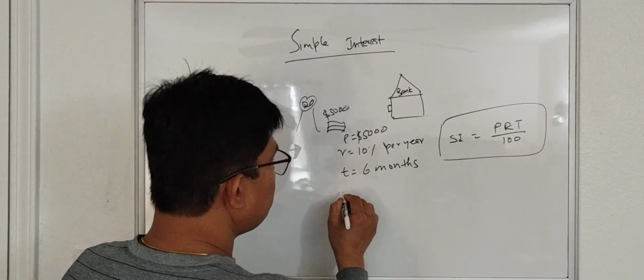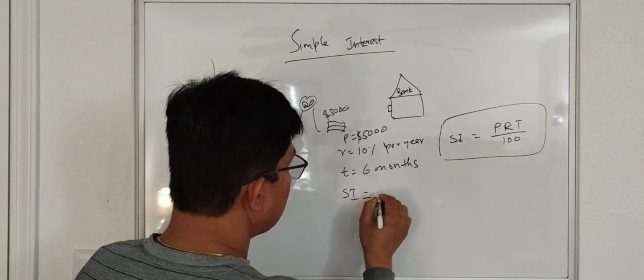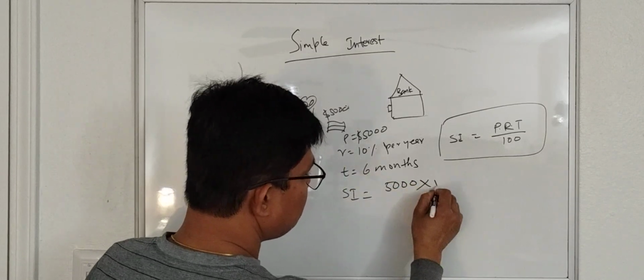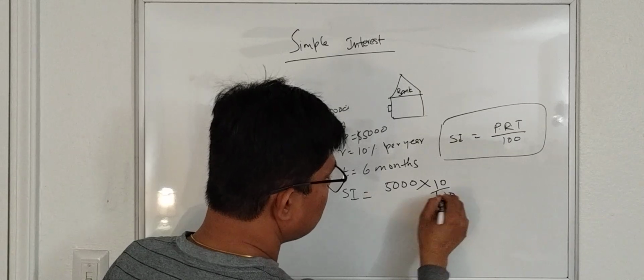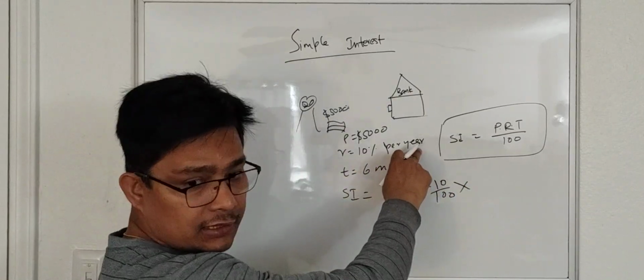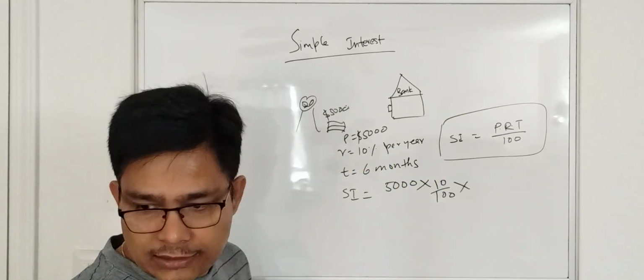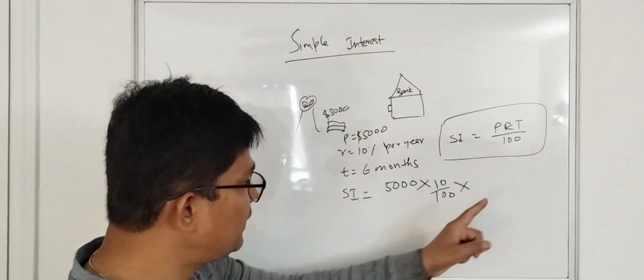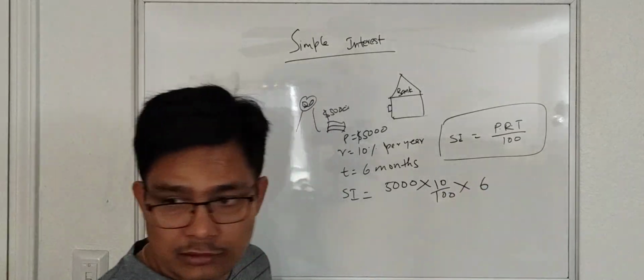Okay, so when you compute simple interest, that will be 5,000 times 10%, which is 10 by 100, times, now tell me, this is per year. Look at the board, you can write later. This is per year and time is 6 months. Can we write multiply by 6 years?